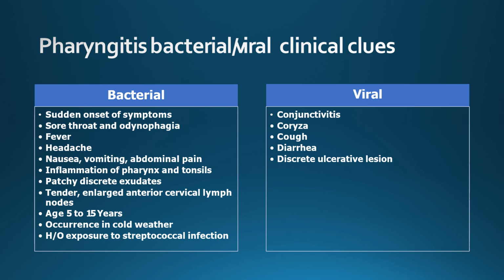Let us understand the clinical clues of bacterial and viral pharyngitis. Bacterial: there is sudden onset of symptoms, sore throat and odynophagia, fever, headache, nausea, vomiting, abdominal pain, inflammation of the pharynx and tonsils. Then there are patchy or discrete exudates, tender and large anterior cervical lymph nodes, age about 5 to 15 years, occurrence mostly in cold weather, and a history of exposure to streptococcal infection. While viral causes conjunctivitis, coryza, cough, diarrhea, and discrete ulcerative lesions.